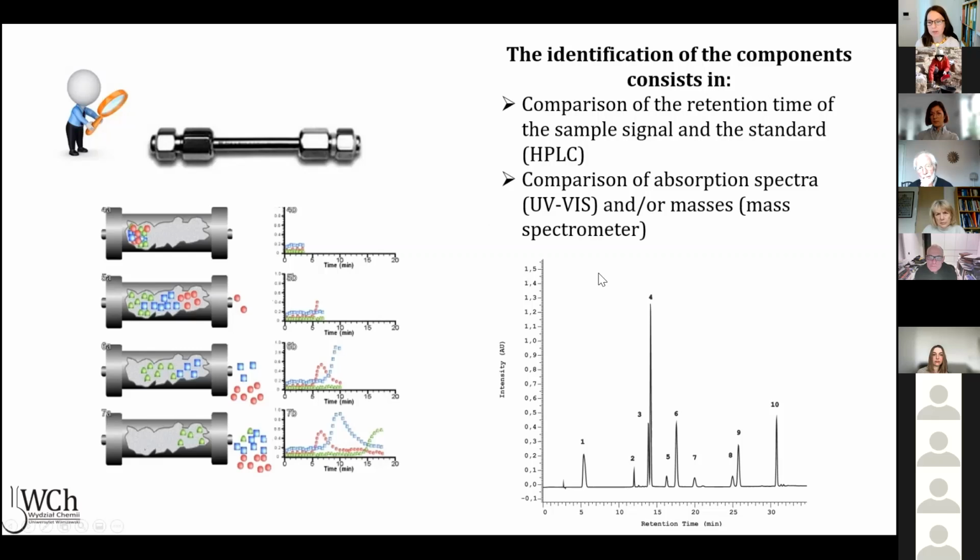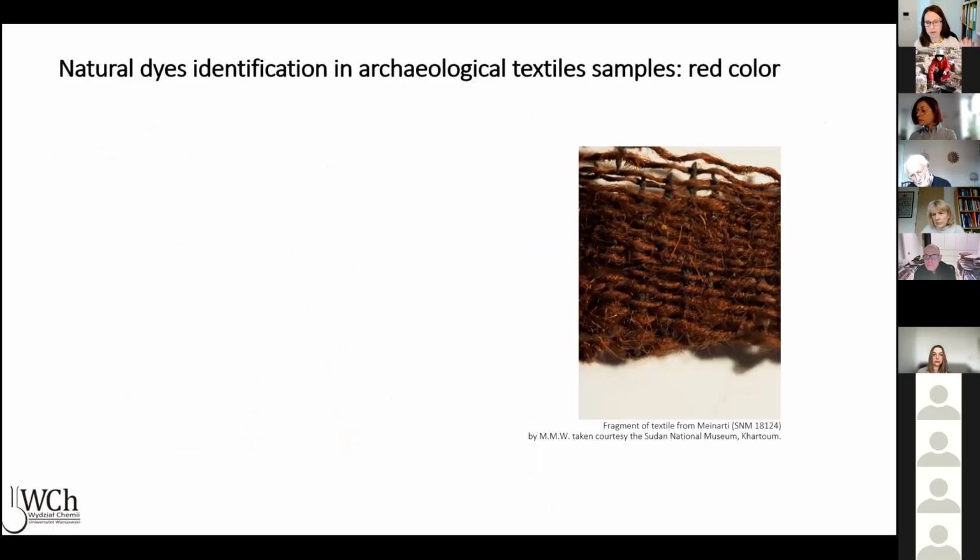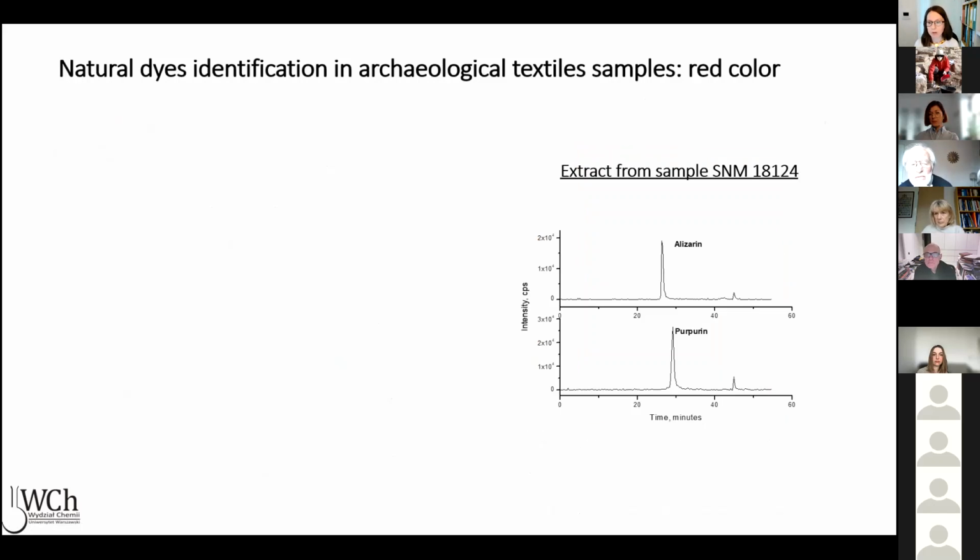So the chemist will produce this diagram with some peaks. And because the chemist had the standards, they can tell you these peaks at that frequency are significant of that component. So for example, in this small fragment of woolen textile from Meroitic, we took a small red thread and the extract from this sample.